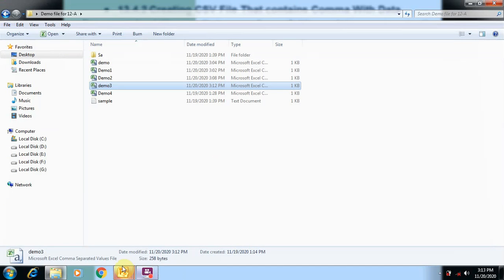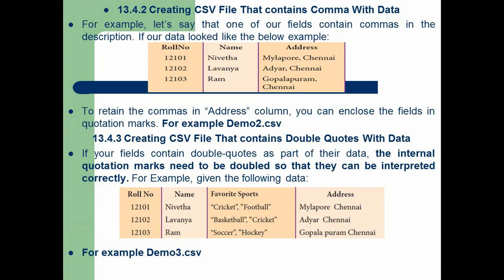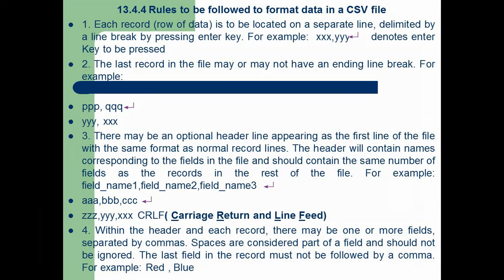Next we are going to see the rules to be followed for formatting data in CSV. First rule, each record is to be located on a separate line, delimited by a line break, or pressing the enter key. So this is rule number one. Each and every row should be created by using the enter key. This is the symbol which gives you a symbolic representation of the enter key.